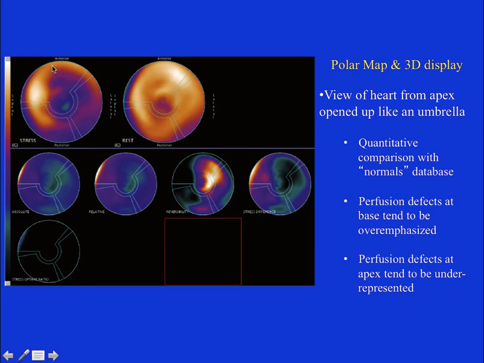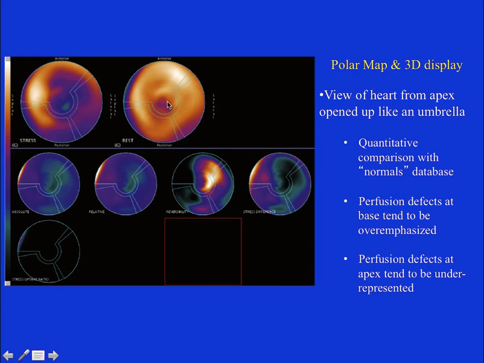This is the stress polar map. This is the rest polar map. As we can see in this picture, in the stress polar map there is a dark area in the anterolateral wall and the apex mainly, even though there is a little bit of dark area in the infralateral wall as well. Now all these areas improved in the rest polar map. That means the color is coming as vibrant as the normal counterpart.